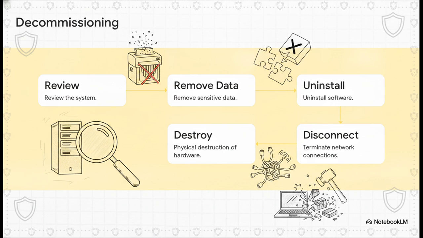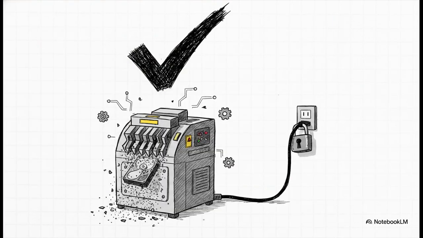You carefully review the system, completely remove sensitive data, and uninstall all the software. Then, you ensure network connections are permanently terminated. And finally, in highly sensitive cases, you actually physically destroy the hardware itself so no data can ever be recovered. By strictly adhering to this process, an organization fundamentally mitigates the security risks of unused systems. Proper decommissioning ensures things are safely retired without leaving any lingering vulnerabilities for attackers. It's really the absolute final, non-negotiable step in a comprehensive defense in-depth strategy.